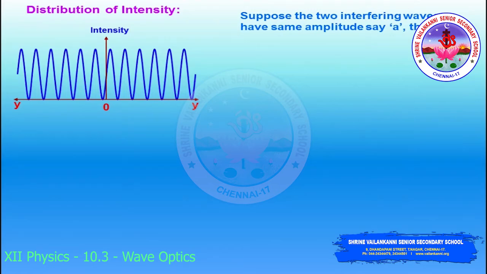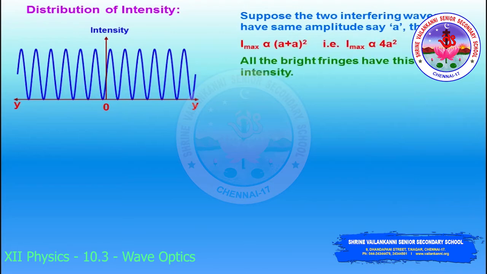That means it becomes 0 and maximum alternatively on either side, and we have to see both sides depending on the y, which is an odd multiple of dy by 2d, then an integral multiple of dy by d, right? So we know that I maximum is directly proportional to a plus a the whole square, or a square. We have taken a plus a on both sides. So I maximum is equal to 4a square. So all the bright fringes have the same intensity.